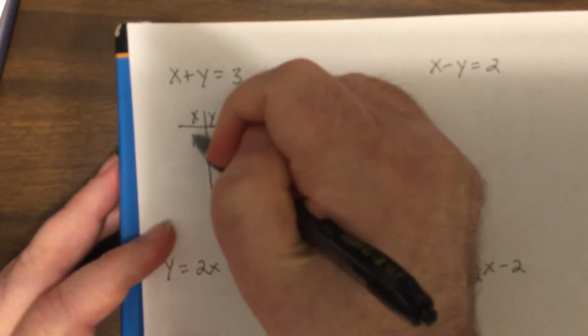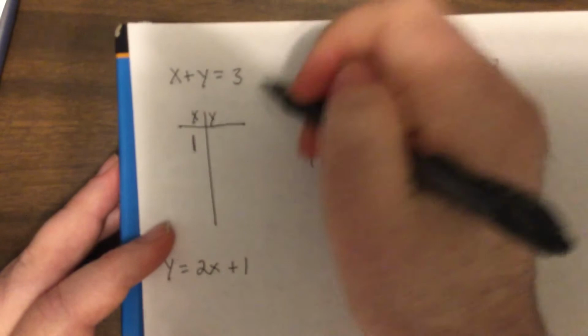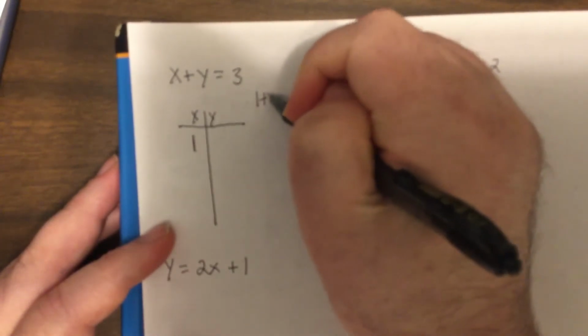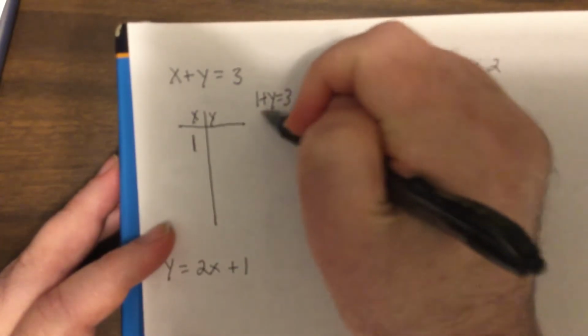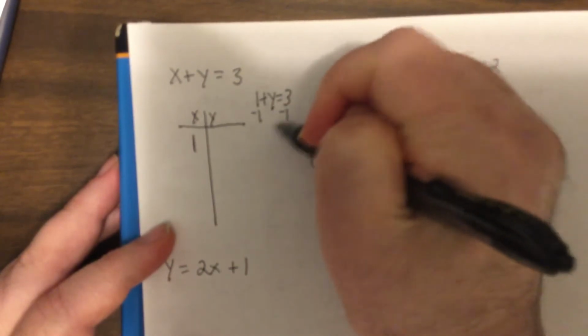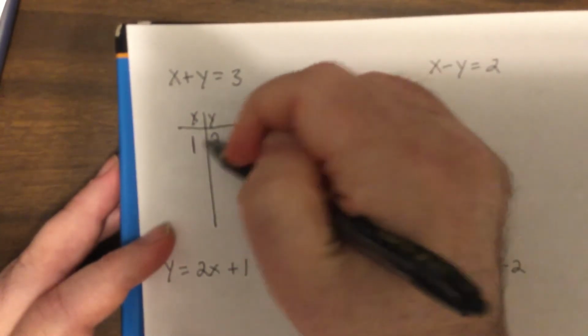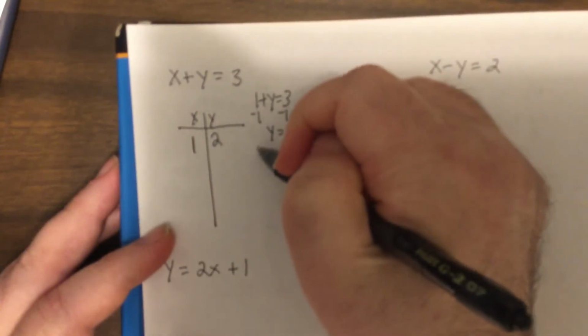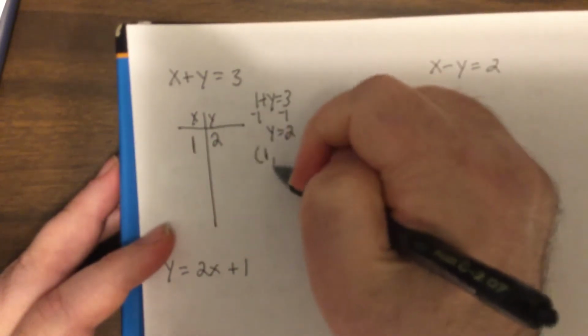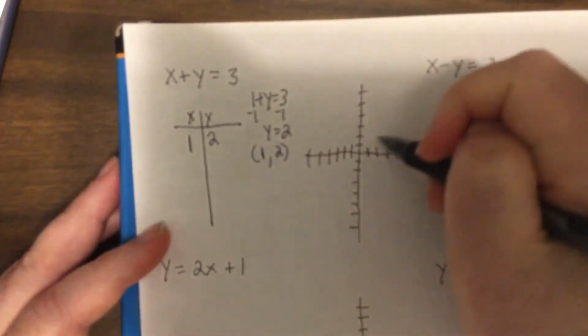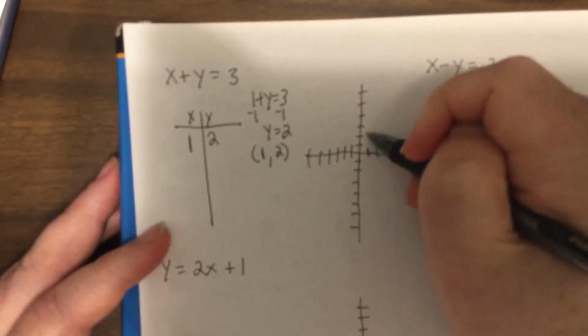So if I put 1 in for x, I'd have 1 plus y equals 3. Subtract 1, y equals 2. So one ordered pair would be (1, 2). Now the way you actually write that is parentheses 1, comma 2. Then I would plot that 1 to the right, 2 up.